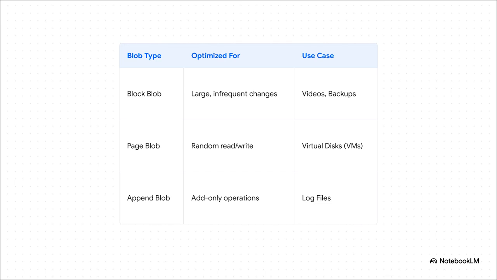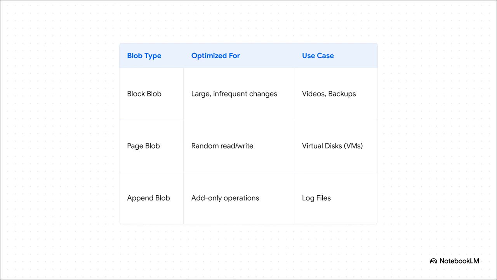First up, you've got block blobs. These are your go-to, your workhorse for big files you upload once and then don't really change. Think video files, daily backups, or images. Then you have page blobs. These are all about super fast random reads and writes. The perfect example is a virtual hard drive for a VM, where the operating system is constantly reading and writing little bits of data all over the disk.